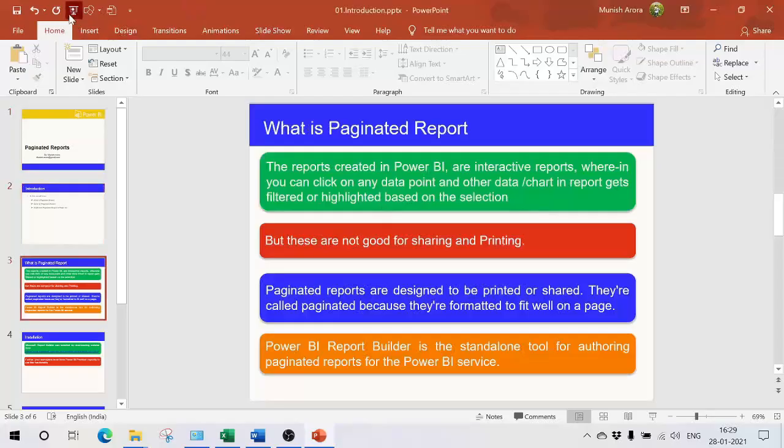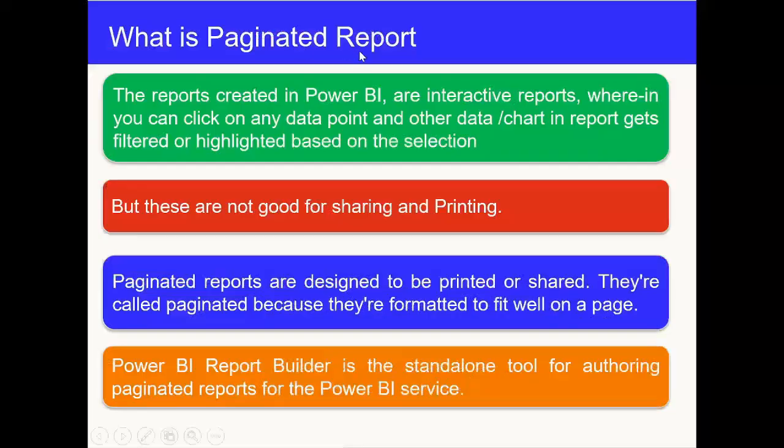When we talk about paginated reports, the reports that we create in Power BI are interactive reports. So when you click on any data point, the data which is in table format or is being displayed in the chart gets filtered or highlighted based on the data point that is selected. These are good for viewing purposes. You can click on any data point and see the corresponding details on the same screen. But when it comes to printing or sharing a copy of it, it's not that useful.